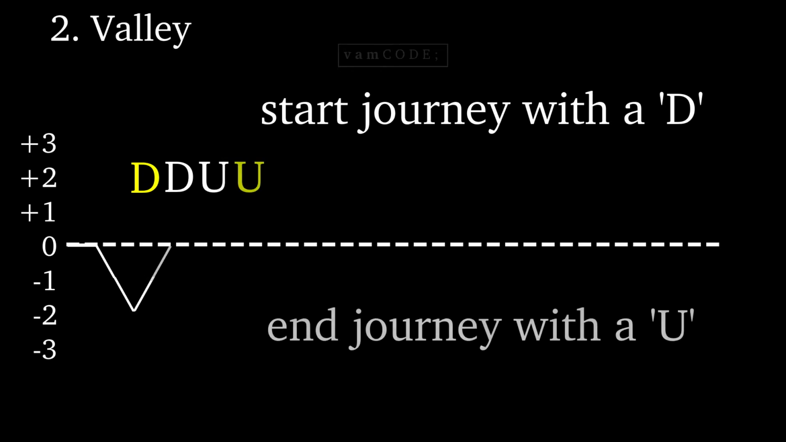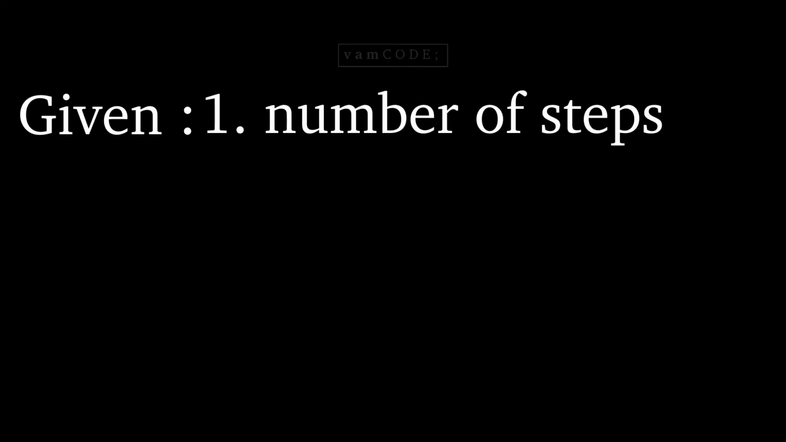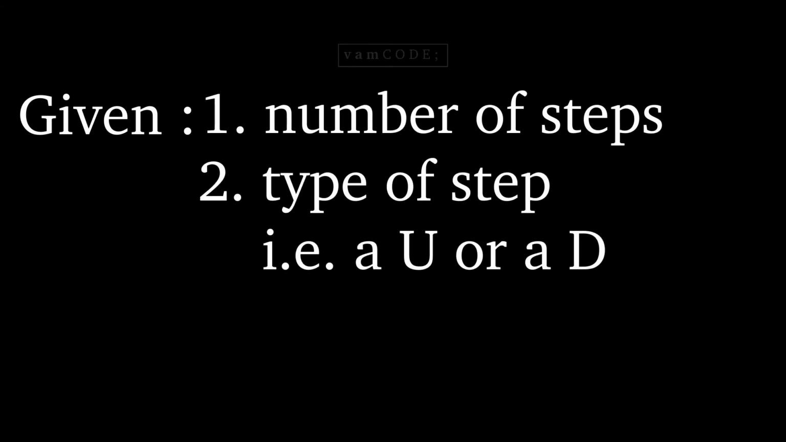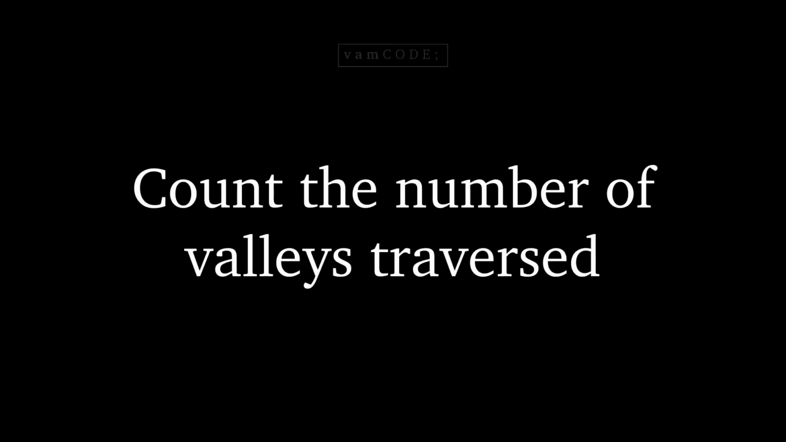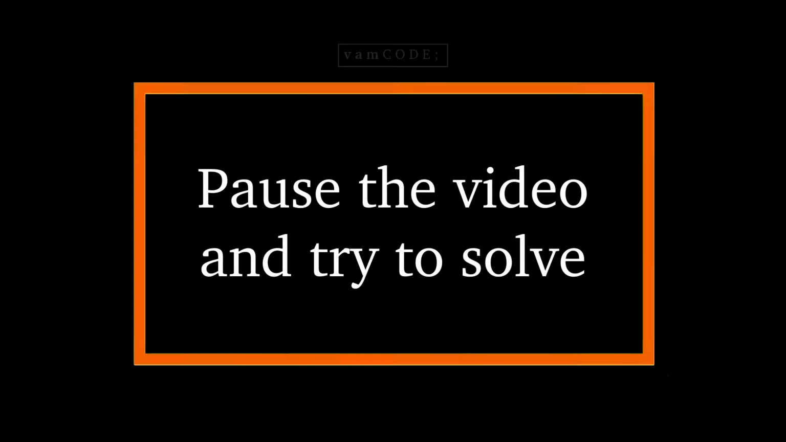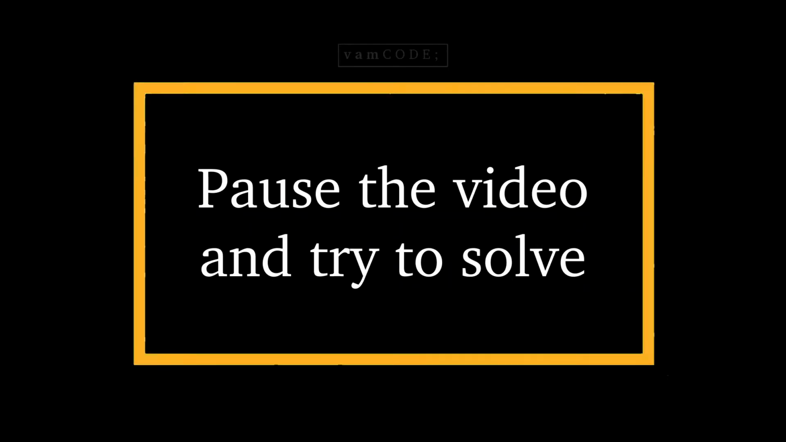You descend into the valley and you successfully traverse the valley once you ascend back to sea level with a step up. So if you're given the number of steps he takes and what each step is, as in if a particular step is a U or a D, then your job is to calculate how many valleys the person has traversed in the entire journey. It isn't that difficult. If it was the question you guys had trouble with, then you can pause the video here and try to solve the problem on your own. If you need help with the logic part, then keep watching the video.